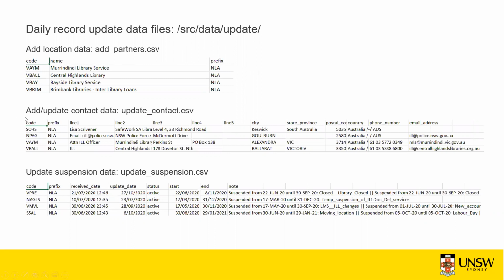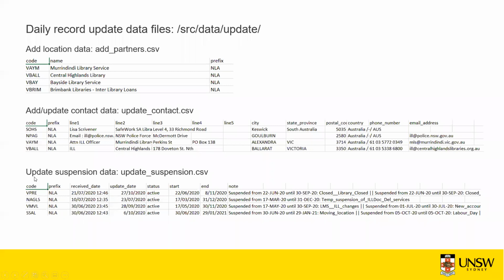And then that's the data file we have for the update contact details. And that information we collect from the update emails. So that's library code and different lines of the address and city, state, postcode, telephone number, the email.